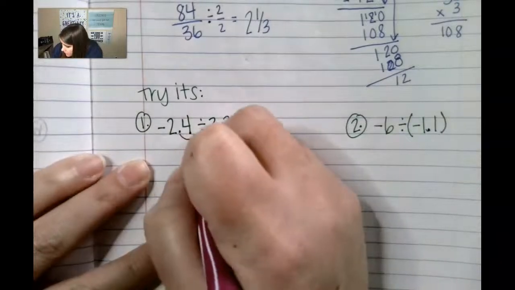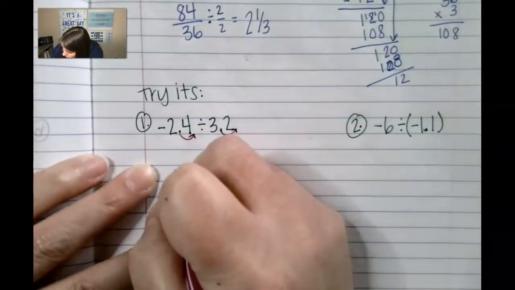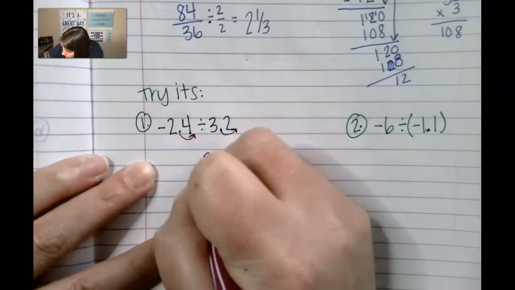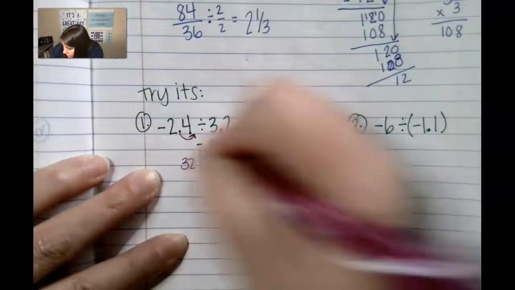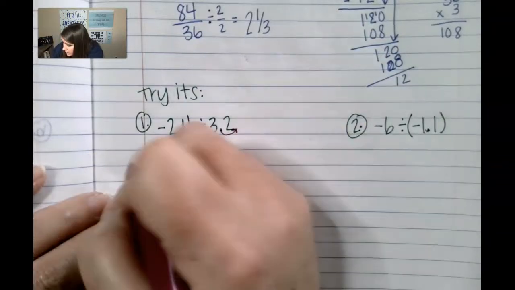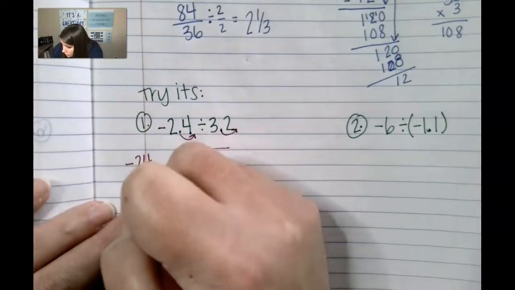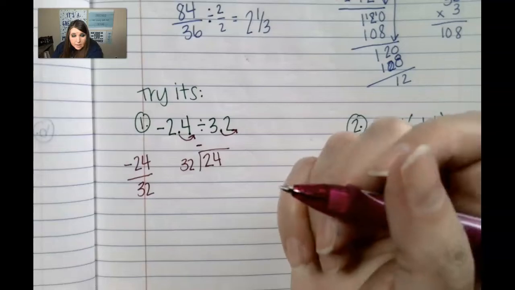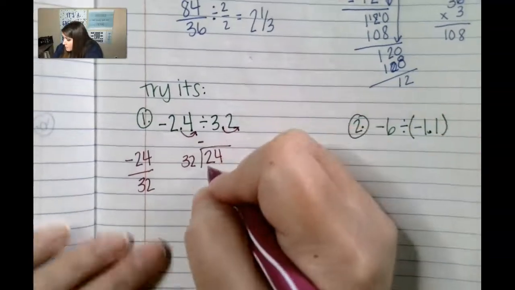So I'm going to move my decimal once over. So I have 24 divided by 32. Again, this is a negative, so I'm going to put my negative right there. I could also look at this as negative 24 over 32 and divide that way if you want to make it a fraction and then reduce it down. Totally your choice.